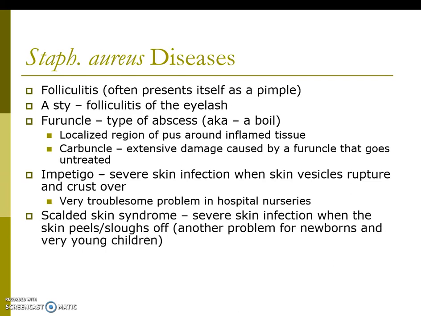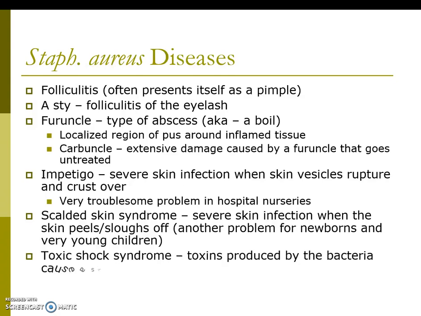A more severe version of impetigo is called scalded skin syndrome, a very severe skin infection where the skin peels and sloughs off. Another problem for newborns and very young children. And then toxic shock syndrome is when the toxins produced by bacteria cause a systemic life-threatening condition.